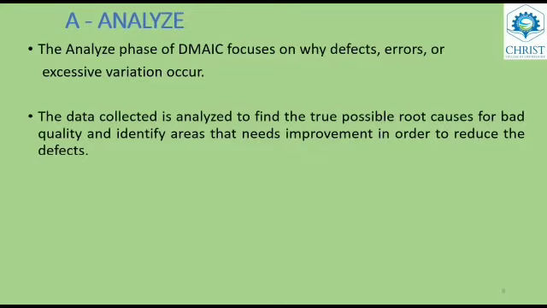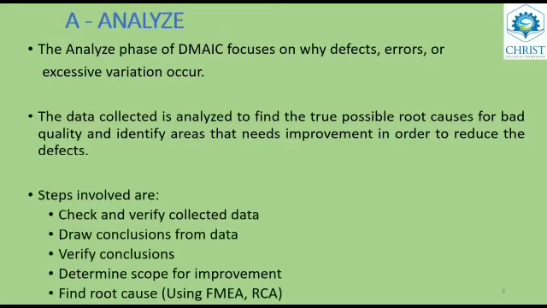for bad quality, and identify areas that need improvement. Identify the areas that need to be improved in order to reduce the defects. So we have to reduce the defects. For that we have to identify or analyze the reasons. So steps involved are check and verify collected data, draw conclusions from the data, verify conclusions, determine scope for improvement, and find the root cause. Okay, if we find the root cause we can eliminate the errors.